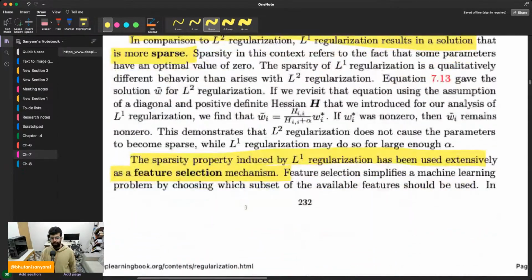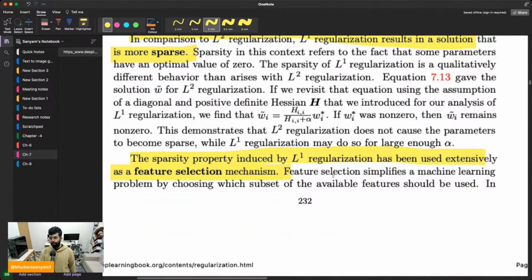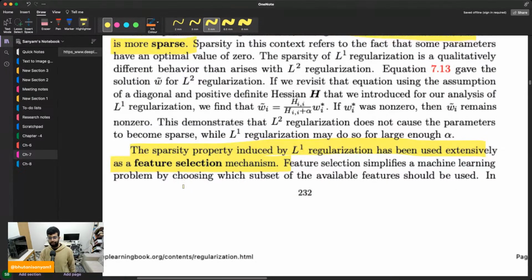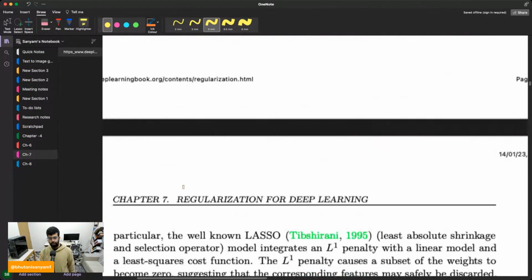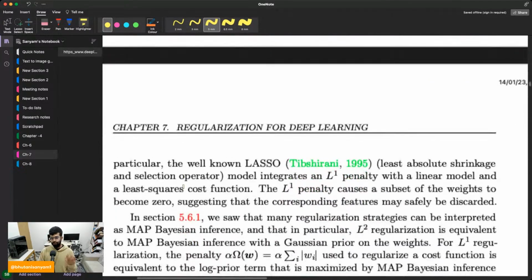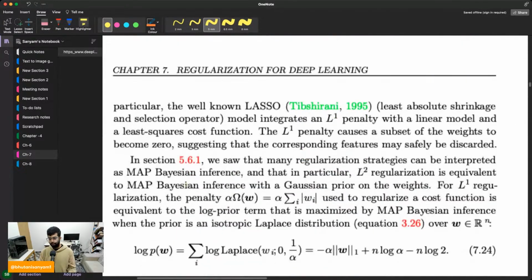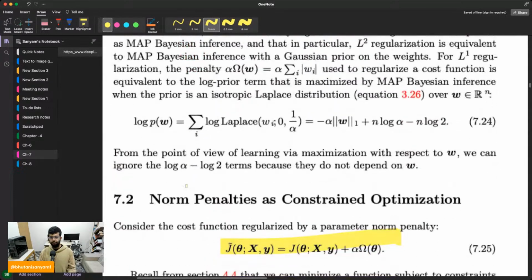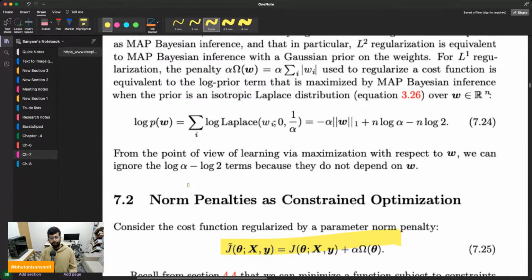They say the sparsity property induced by L1 has been used extensively as a feature selection mechanism. And they say this is used in lasso and different techniques. They point those out and also apply some more conversions.